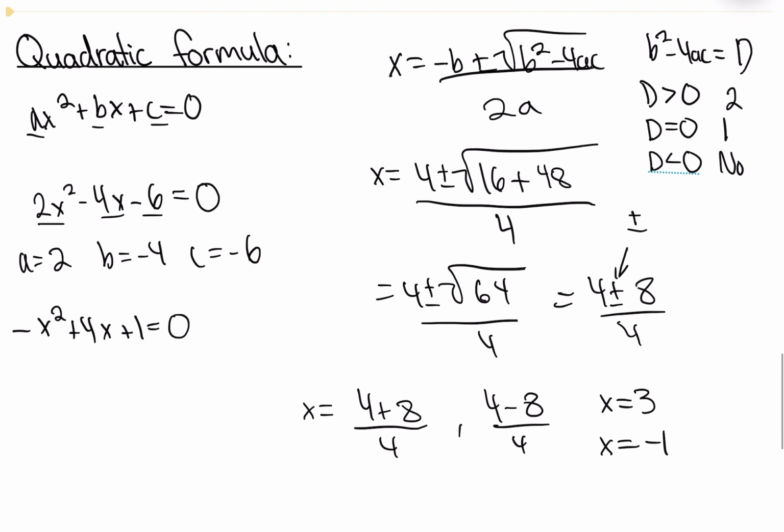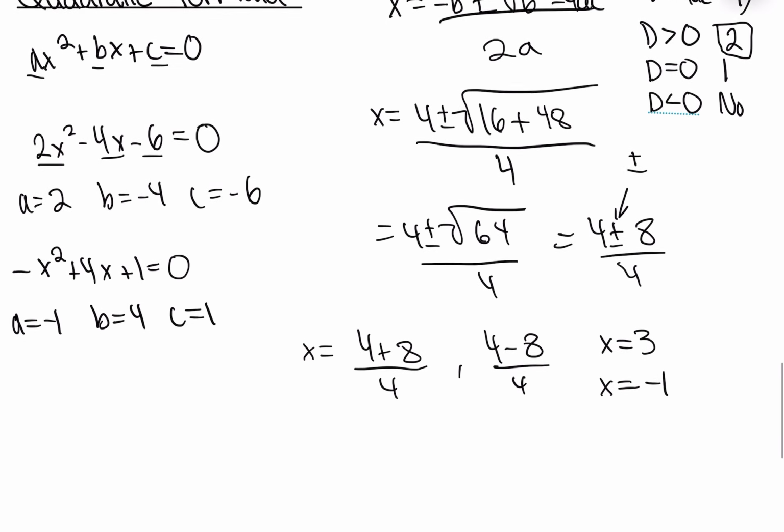So we could practice this. In this case, we have negative x squared plus 4x plus 1. Our a would be equal to negative 1, the b to 4, and the c to 1. b squared minus 4ac would be 16 plus 4. Since 16 plus 4 is greater than 0, we know we have two real solutions in this equation.